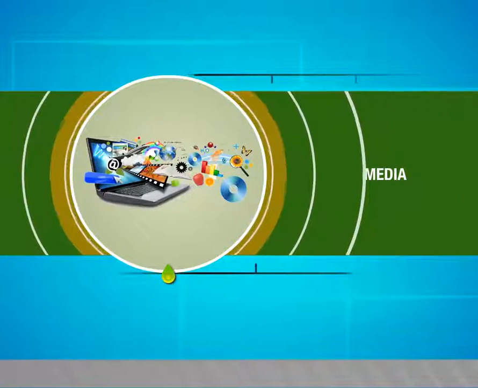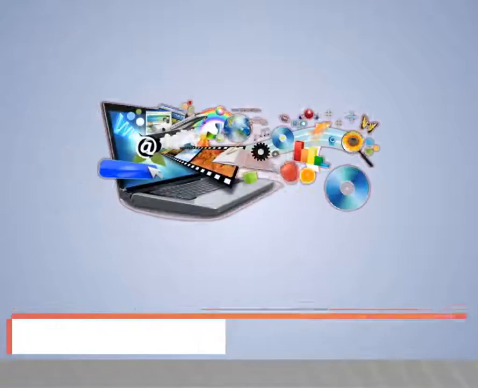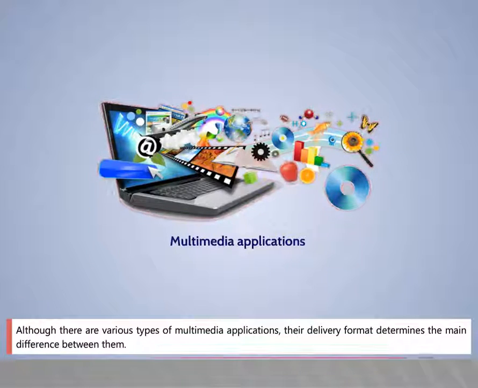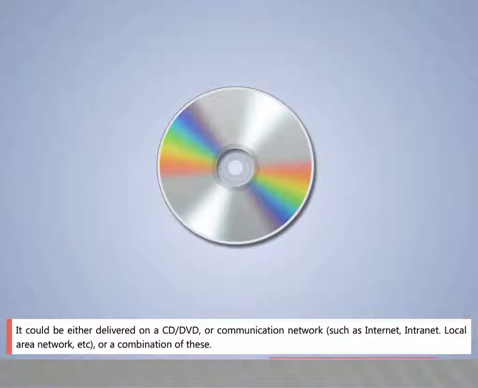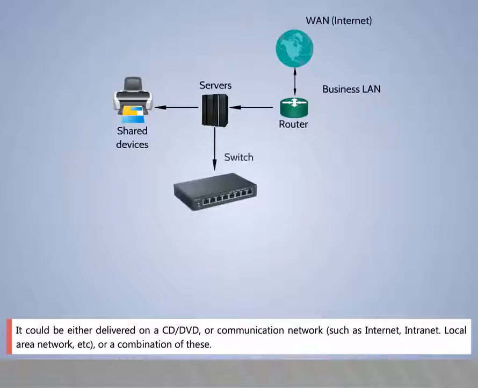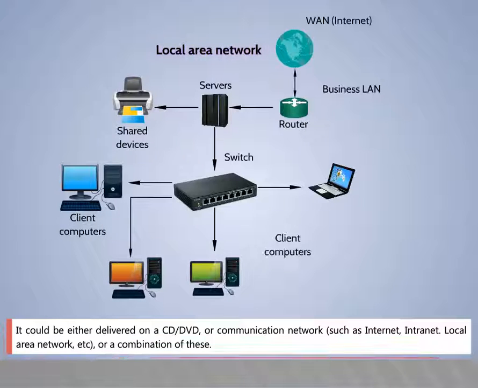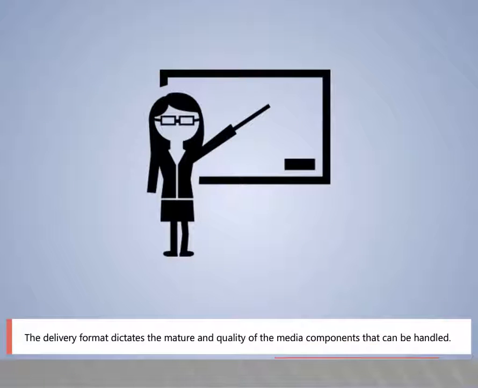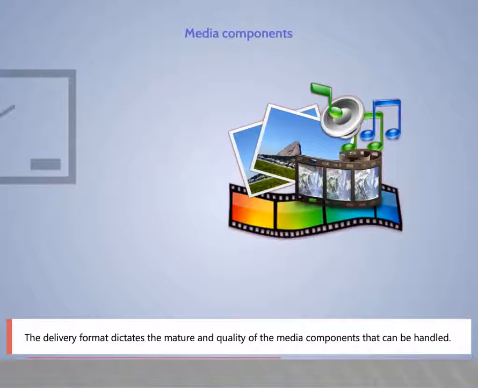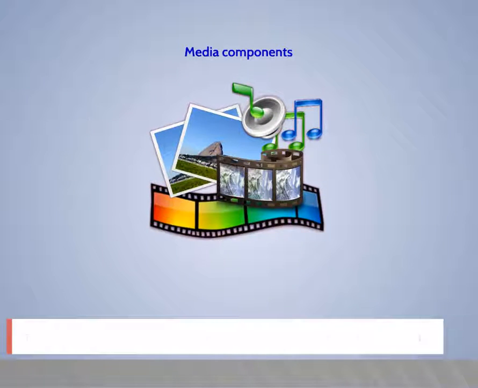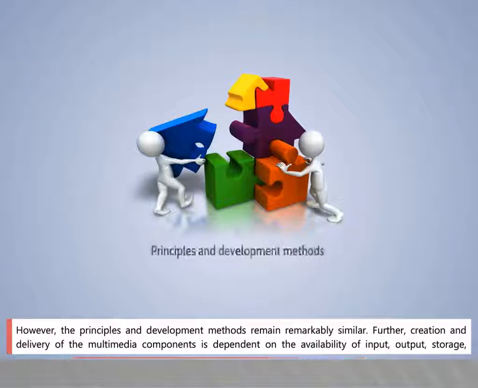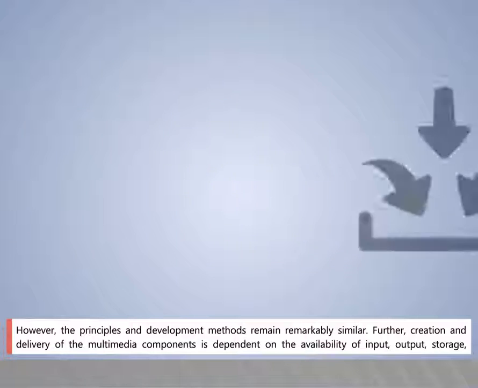Media. In this video, we are going to see about media. Although there are various types of multimedia applications, the delivery format determines the main difference between them. It could be delivered on a CD or DVD, or over communication networks such as the internet, intranet, local area network, etc., or a combination of these. The delivery format dictates the maturity and quality of the media components that can be handled. However, the principles and development methods remain remarkably similar.